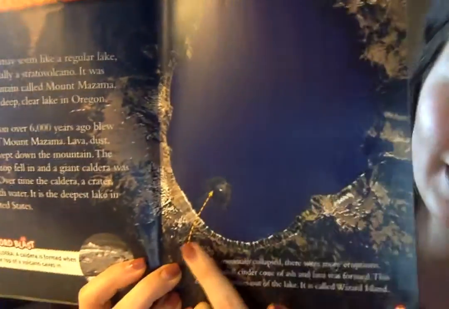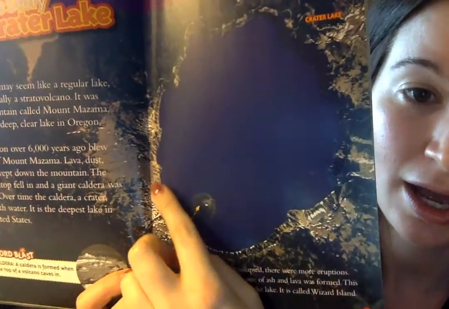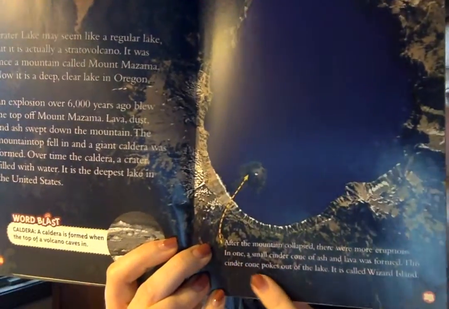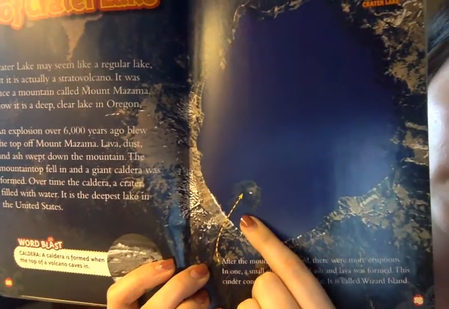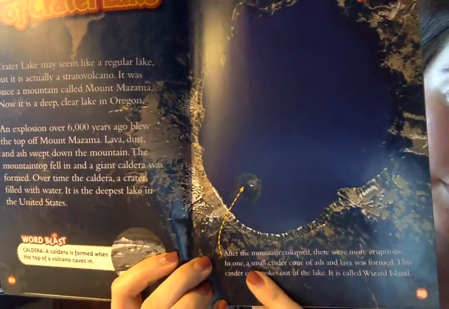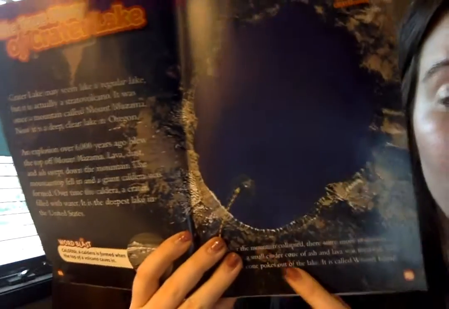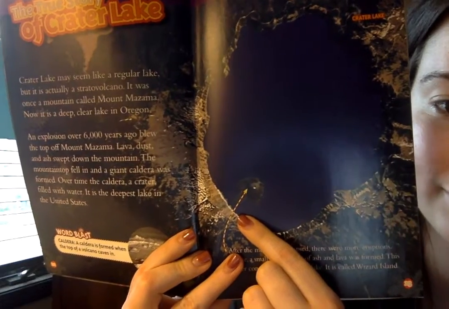Great job, friends. So one detail that I noticed personally is that Wizard Island is located on the south part of Crater Lake. So that is the bottom part of Crater Lake. That is a detail that is not described in the words, but it's something I learned just looking at the picture. So that's a detail that I noticed that stands out in the picture, but it's not something that I learned in the words. So step number 4, how does the picture help you understand the words? The picture helps me understand the words better because it shows me exactly where Wizard Island is located.